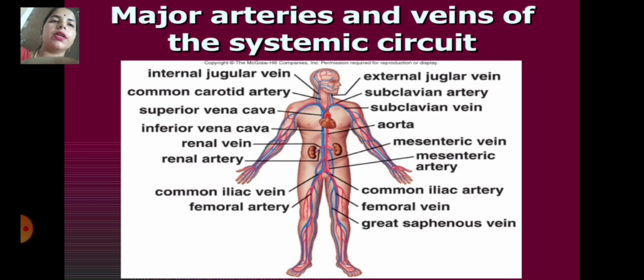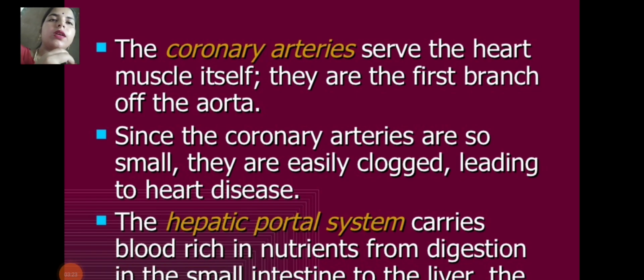Major arteries and veins of the systemic circuit. The coronary arteries serve the heart muscle itself. They are the first branch of the aorta. Since the coronary arteries are so small, they are easily clogged, leading to heart disease. The hepatic portal system carries blood rich in nutrients from digestion in the small intestine to the liver.